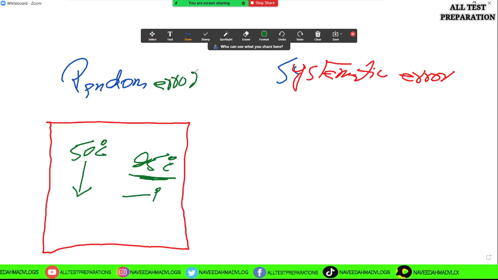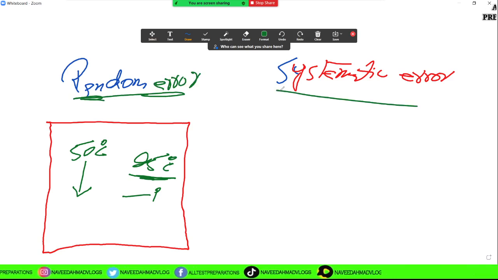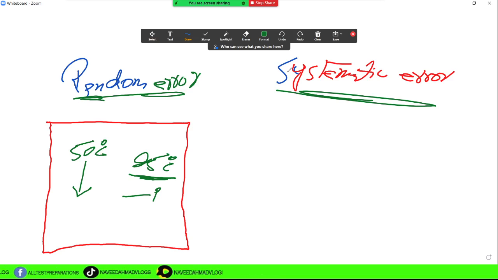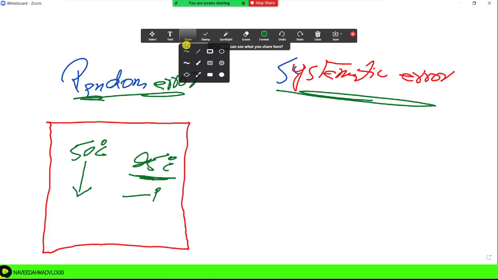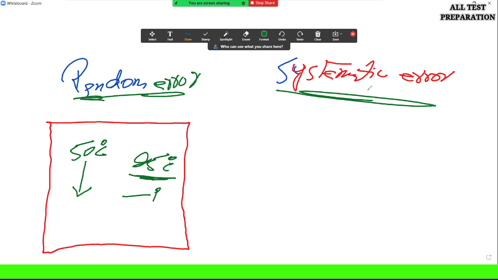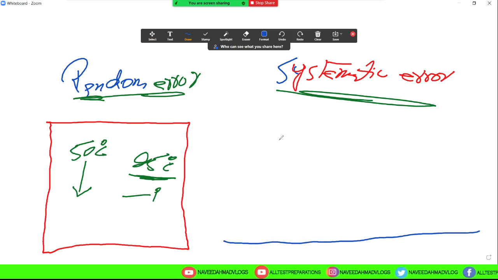Another type of error is the systematic error. It is that type of error which comes from the system. The system you are using, and the error that arises because of it, we call systematic error. We can understand this well by taking an example. Let's suppose you want to measure your own height.